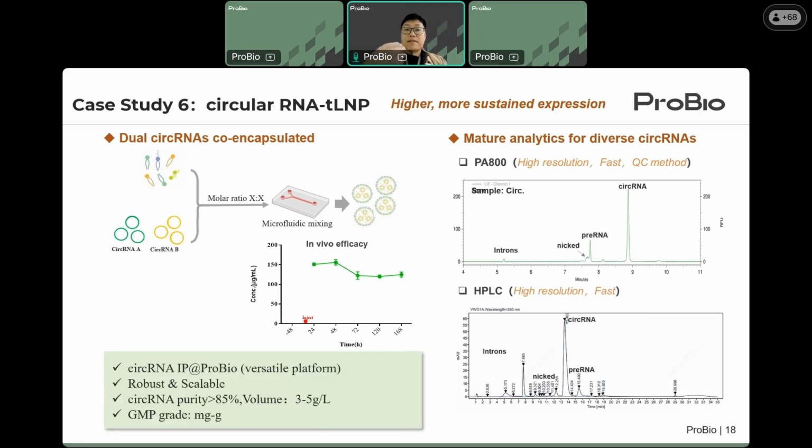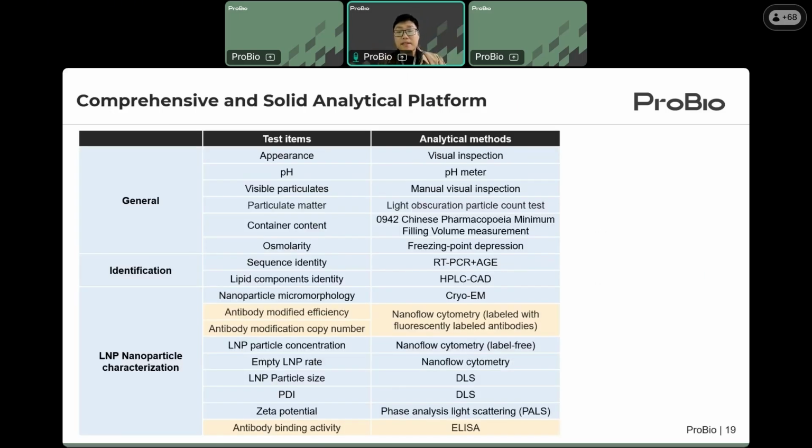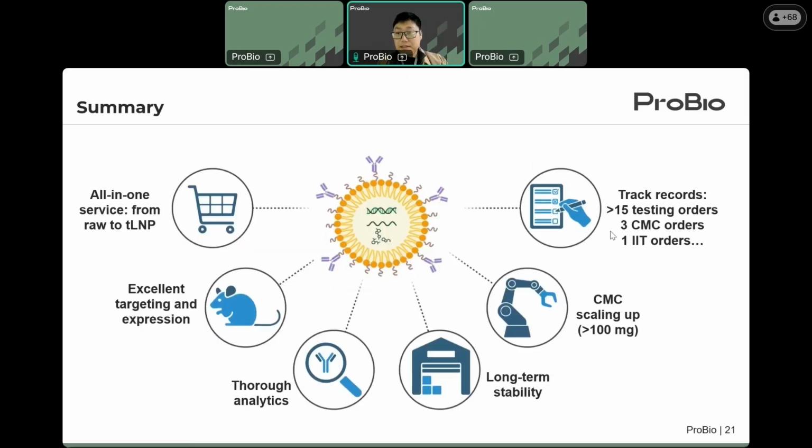And after that, we coat this antibody onto the surface when we turn this into a tLNP. I also want to give a brief advertisement for our cRNA team, because they can do the cRNA production very well with high purity and high throughput. Finally, we co-developed a lot of new analytical methods for the tLNP, because you have to characterize your samples. Otherwise, you won't know if your process is correct or not. Here is a summary of our tLNP platform.